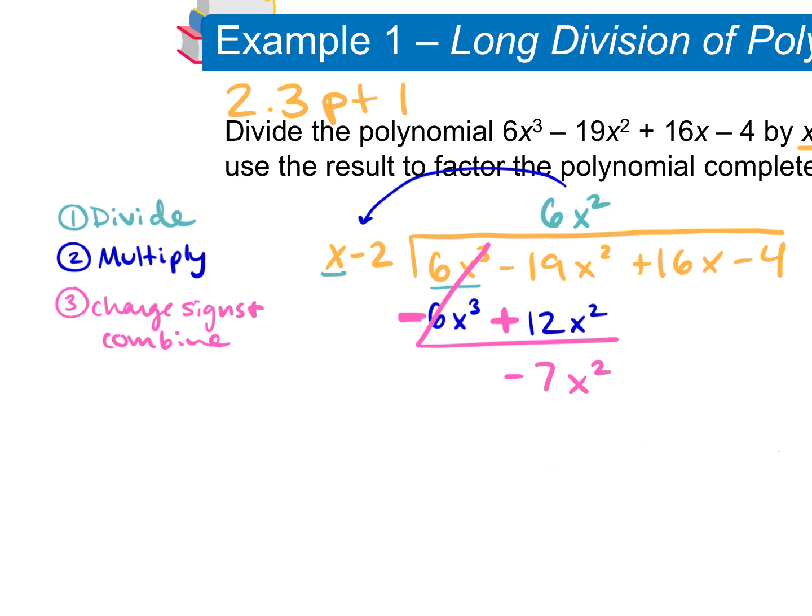Once we do these 3 steps, we repeat. So we're going to go back to step 1. We're going to divide. So what's negative 7x squared divided by x? Awesome, negative 7x. Now I'm going to put that on top of my x term. I'm going to keep my like terms in line. Step 2 is we multiply. What's negative 7x times x? Negative 7x squared, and negative 7x times negative 2 would be 14x.